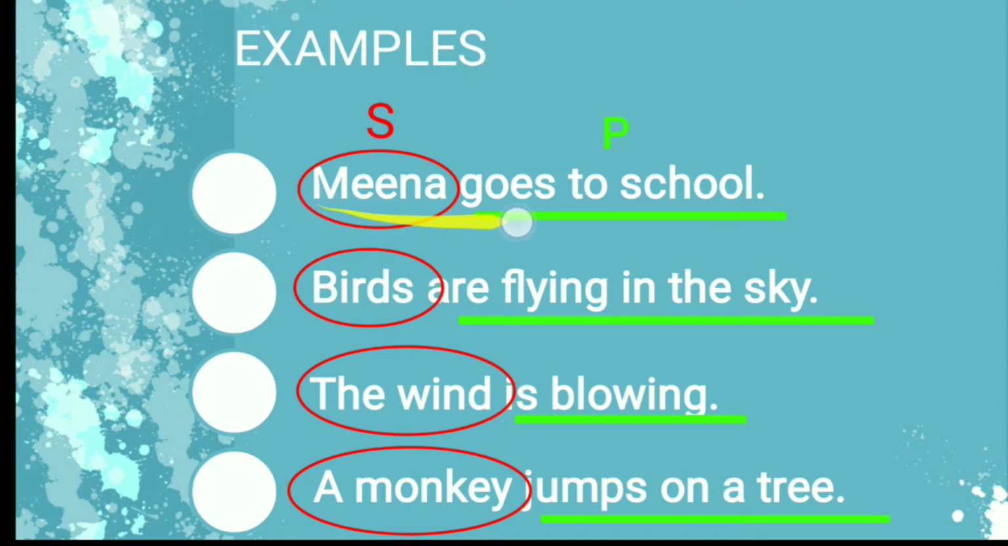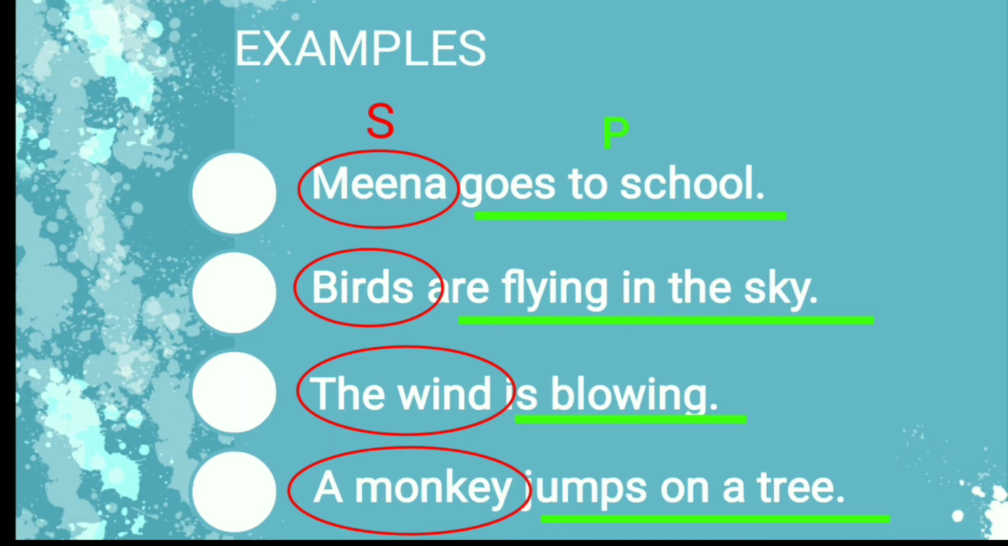Now look at this sentence. Meena goes to school. What is the subject in this sentence? Meena, because we are talking about Meena, so we are going to circle Meena. And what is being said about Meena? That she goes to school. So goes to school is the predicate. Birds are flying in the sky. What is the subject in this sentence? We are talking about the birds. So birds is going to be the subject and are flying in the sky is going to be the predicate.